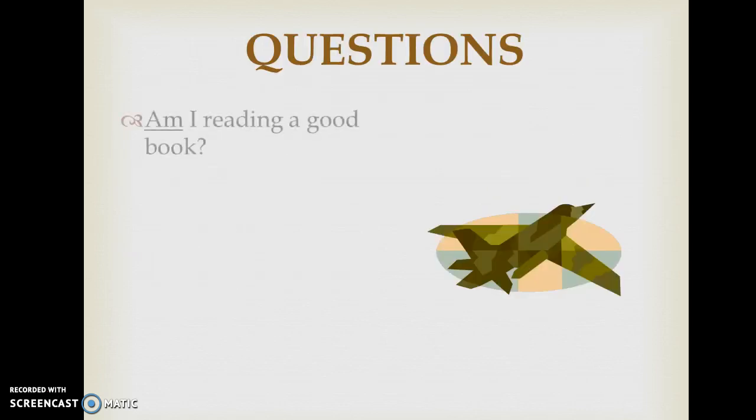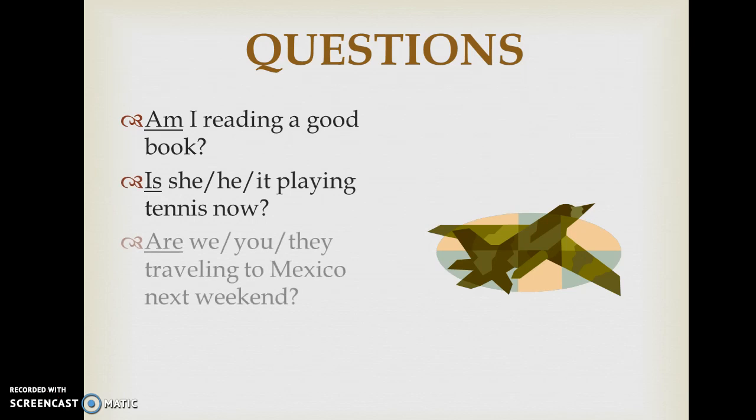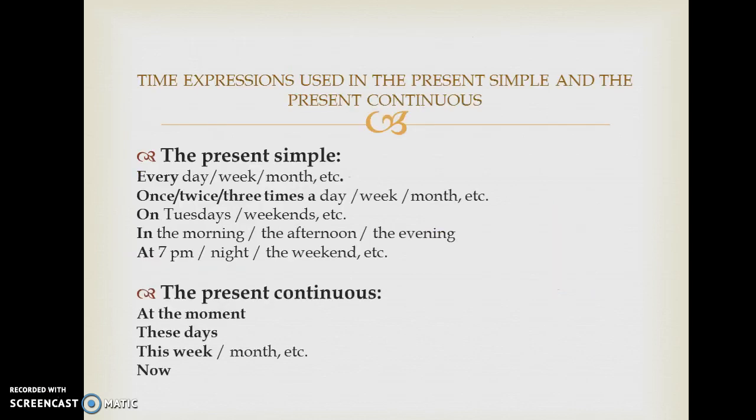And for questions, of course, we begin with the auxiliary. Am I reading a good book? Is he, she, it playing tennis now? And are we, you, they traveling to Mexico next weekend? The same as with the present simple, we use short answers in this case. Yes, I am. No, I'm not. Yes, she is. No, she isn't. Yes, they are. No, they aren't. And for the wh- questions, we put the wh- question word before the auxiliary.